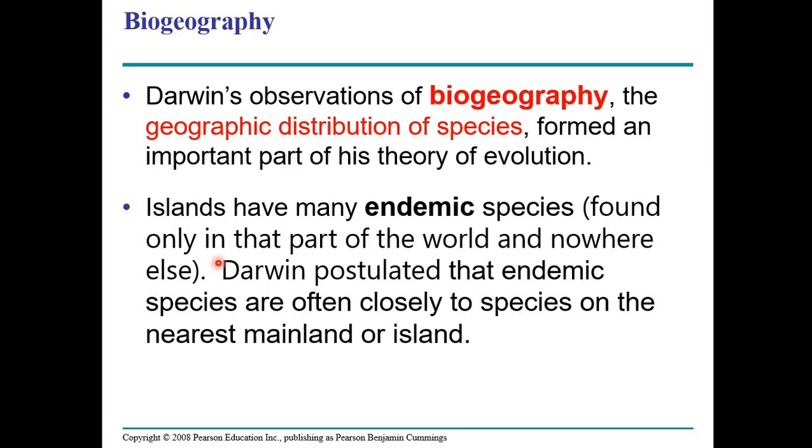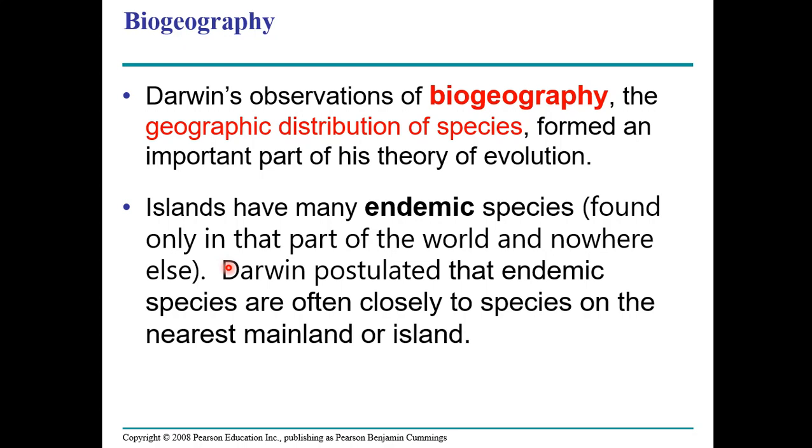Okay? So, biogeography. Darwin's observation of biogeography, the geographic distribution of species, formed an important part of his theory of evolution. Biogeography, meaning combination of biological features with geographical features, or geographic distribution of species. So, islands may have many endemic species found only in part of the world or nowhere else. Halimbawa, sa Pilipinas, endemic lang yung tarsier or endemic lang yung Philippine eagle. So, dito lang siya talaga sa Pilipinas makikita. In other parts, hindi mo siya makikita. You call this class as endemic.